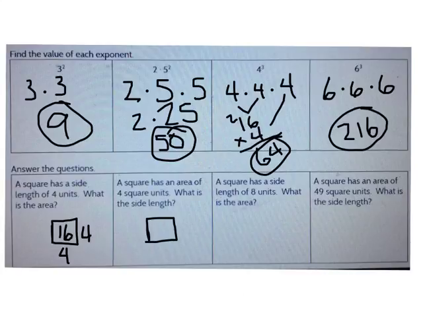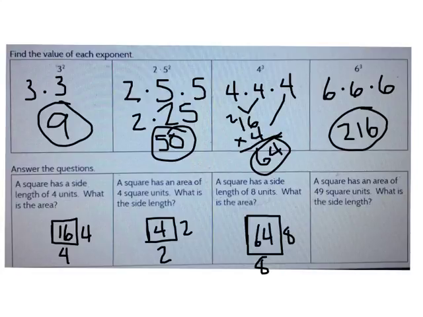A square has an area of 4 square units. What is the side length? What number times itself is 4? It's 2. A square has a side length of 8 units. What's the area? Well, 8 times 8 is 64 square units. A square has an area of 49 square units. What's the side length? What times itself is 49? 7.